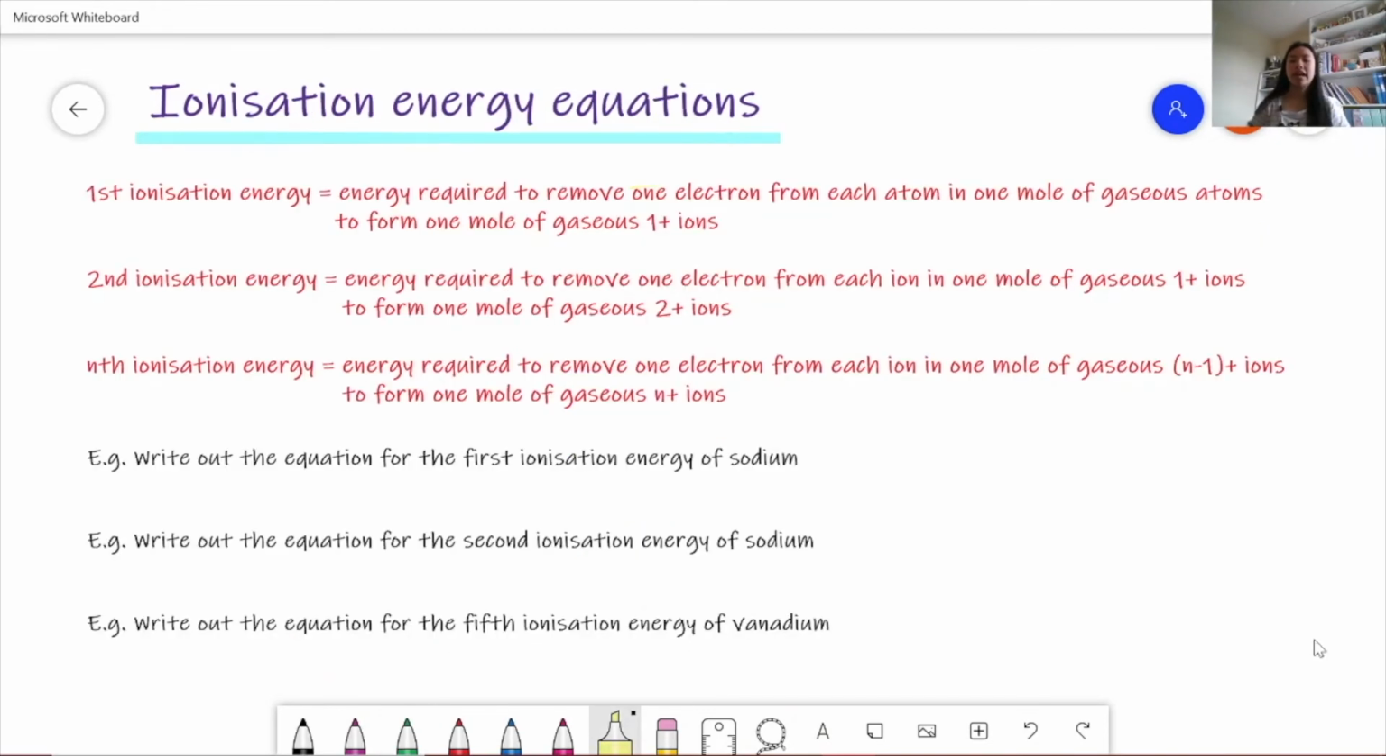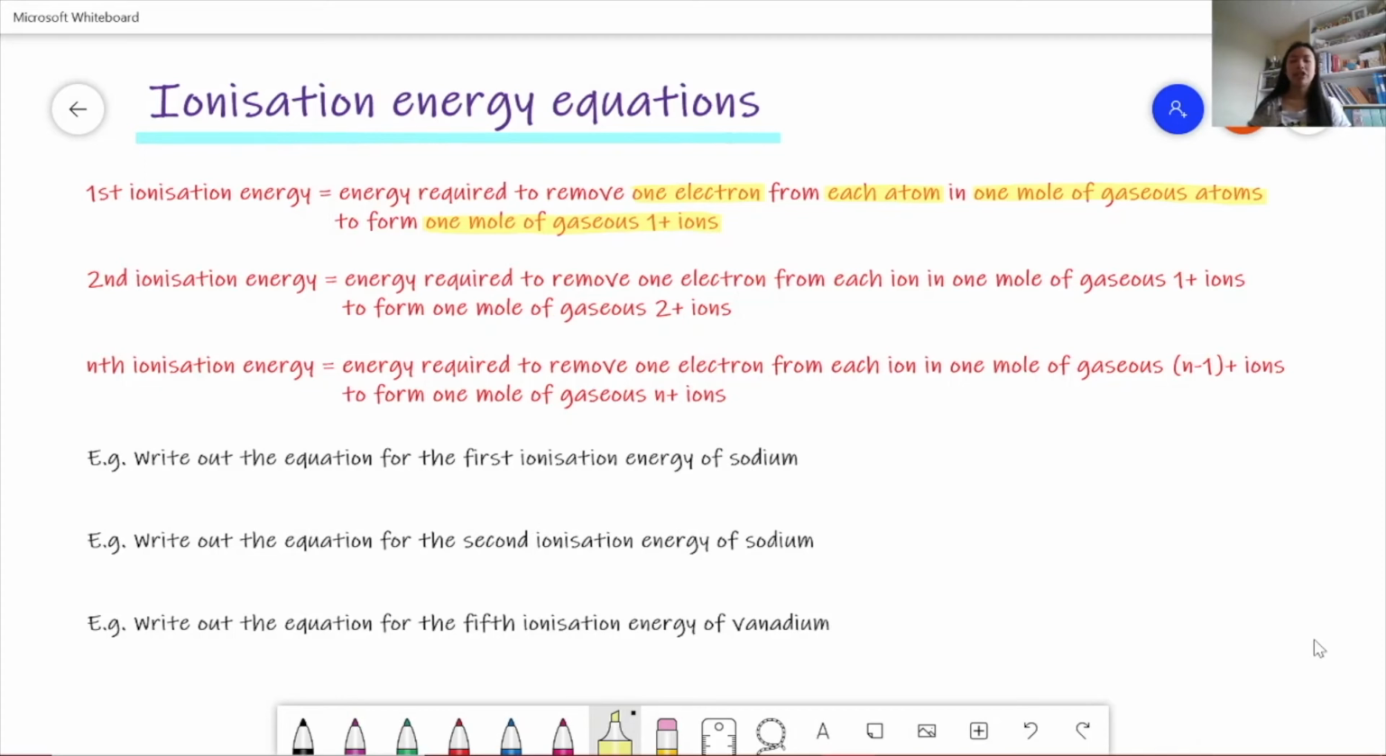So now we're going to look at ionization energy equations, and we're going to quickly run through all of our definitions for ionization energies, and these should help us with writing out the equations. So first of all, we know that the first ionization energy is the energy required to remove 1 electron from each atom in 1 mole of gaseous atoms. And this is going to form 1 mole of gaseous 1 plus ions. And so really key things to remember here are that we're only removing 1 electron, and it's from each atom, and it's in 1 mole, and everything is in the gas phase.